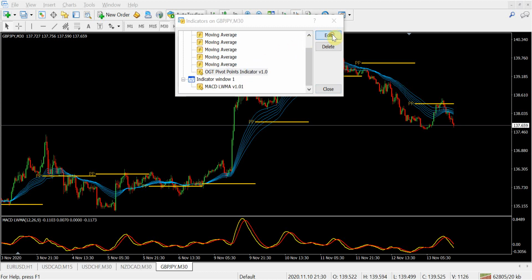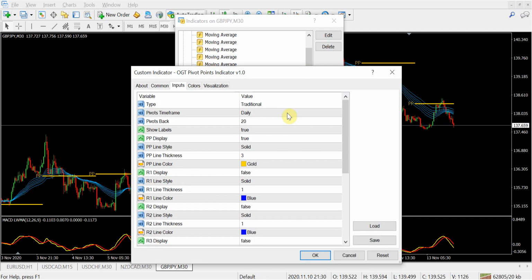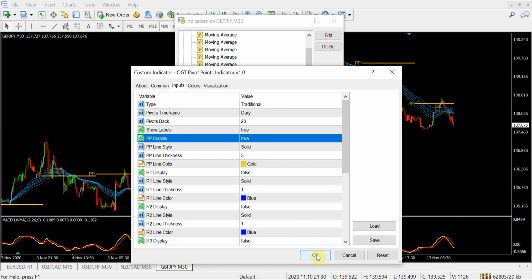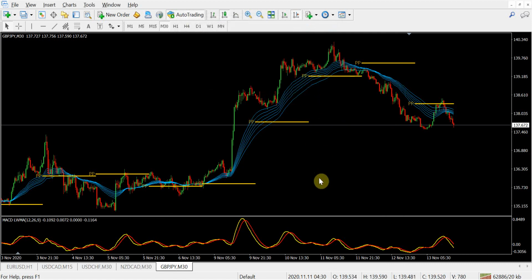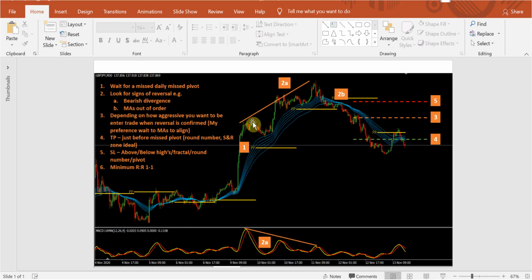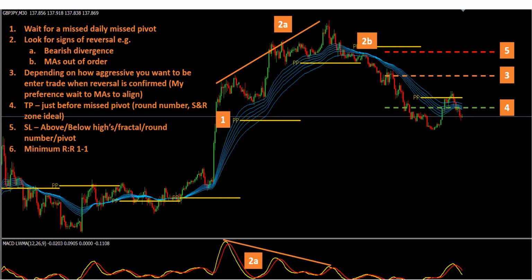And just to let you know, the settings I've got for the OGT pivot indicator is the daily time frame, and all I have on is the pivot point line, and nothing else. I don't have any of the resistance and support levels printed on the chart. So that's what we've got, and I've taken a screenshot of this probably about an hour ago now, and I'm just going to share it on the screen. I'm just going to walk you through the missed pivot rollover strategy.